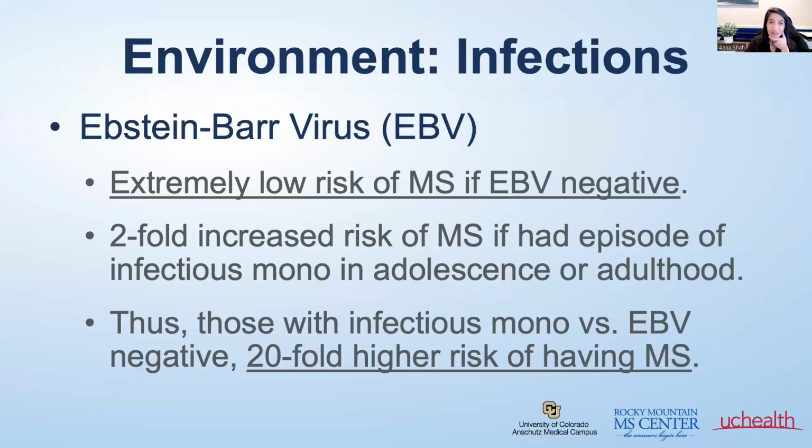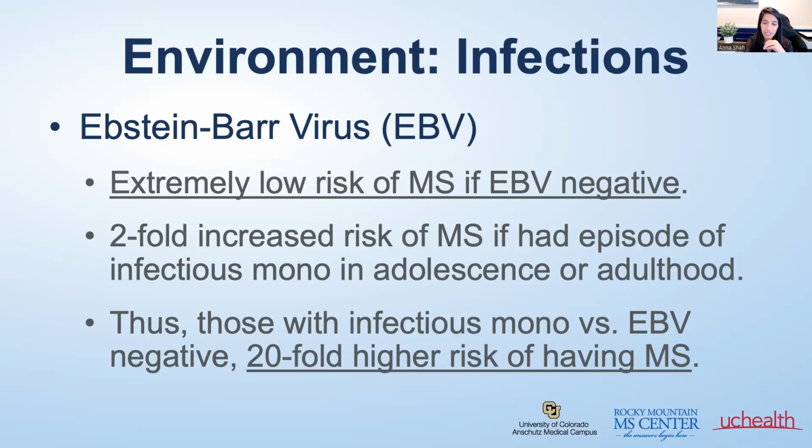Now, the Epstein-Barr virus has gotten a lot of traction in the media as of late in terms of its role in the cause of MS. Now, we know the risk of someone having MS if they are EBV IgG negative is quite low. The risk of developing MS if an individual had mono in adolescence or adulthood is about 2 times higher than their counterparts that have not had that.